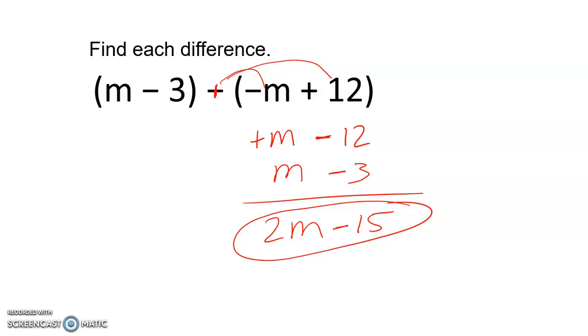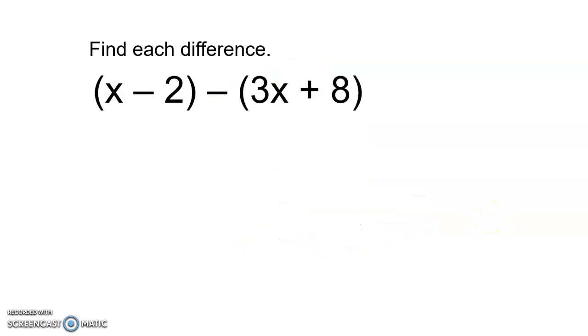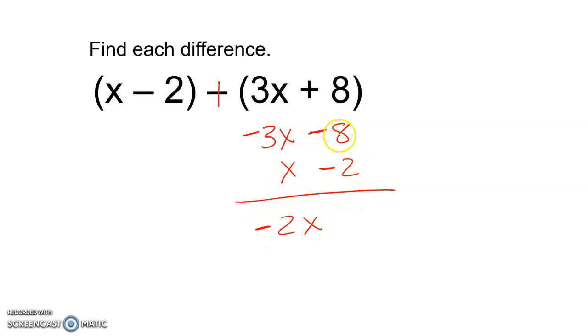All right. So this next one, again, we're going to add the opposite. So instead of subtracting 3x plus 8, we're going to add a negative 3x. And instead of adding 8, it's going to be subtracting 8. So you've got to change both of them inside there. Then stack the other x and the minus 2. So a negative 3x and a positive x, that's a negative 2x. Negative 8, negative 2, that's negative 10. And that's your answer.